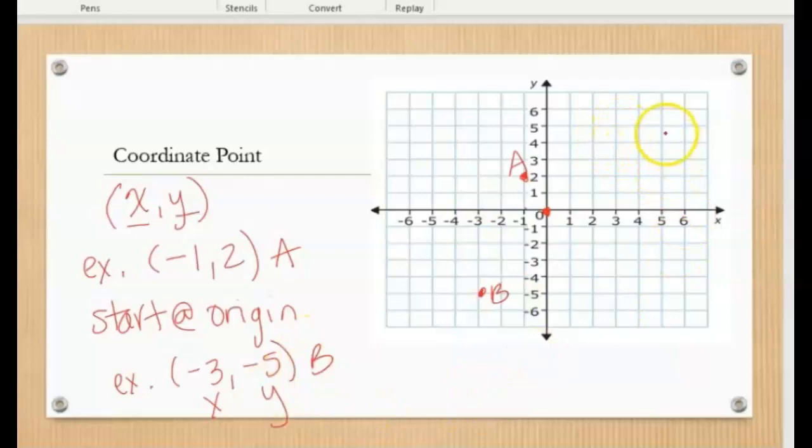How about if we go in reverse? What if I put a point here and I say, hey, what is the coordinate point of this one? Let's call it C. You do it the same way. To get the actual values, we'll start at the origin and count over in the x direction first. 1, 2, 3, 4, 5. So x is 5 and y is 5.